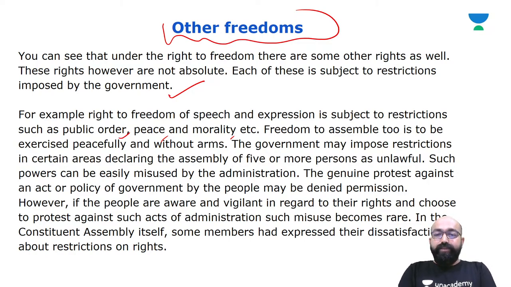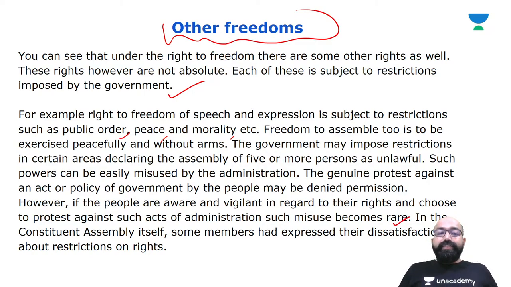Now, freedom to assemble is to be exercised peacefully and without arms. So, the government may impose restrictions in certain areas, declaring the assembly of 5 or more persons as unlawful. Such a provision can be easily misused by the administration, and a genuine protest by the people against an act or policy of the government may be denied permission. However, if the people are aware and vigilant in regard to their rights and choose to protest against such acts of administration, such misuse becomes rare.